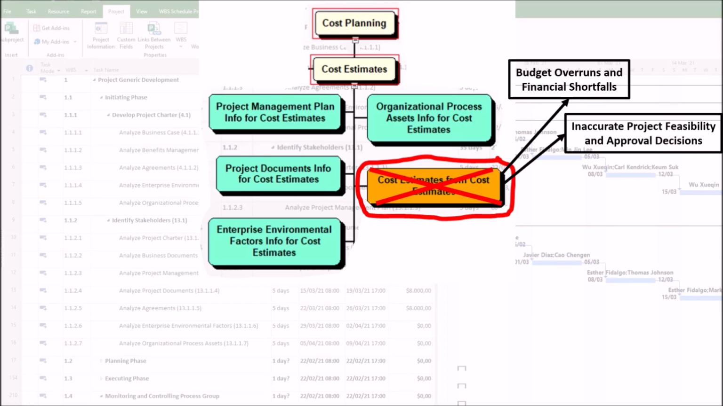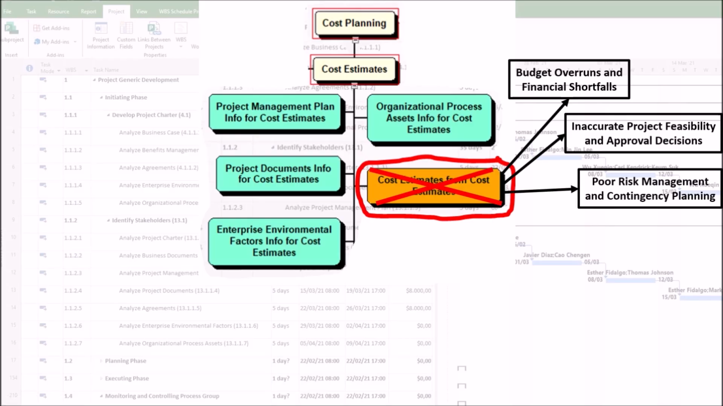2. Inaccurate project feasibility and approval decisions. Sponsors and stakeholders may approve or reject projects based on flawed data, leading to: first, investing in unviable projects if costs are understated. Second, missing profitable opportunities if costs are inflated.